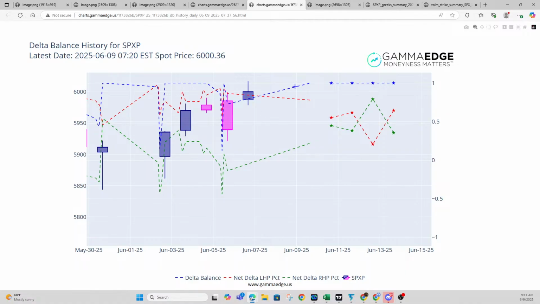And then the blue is the delta balance. This is just indicating the aggregate of both of these planes. So again, the delta balance trending towards one or being pegged at one is bullish, indicating that call speculators or bulls, however you want to look at it, are continuing to maintain their control of the overall market.